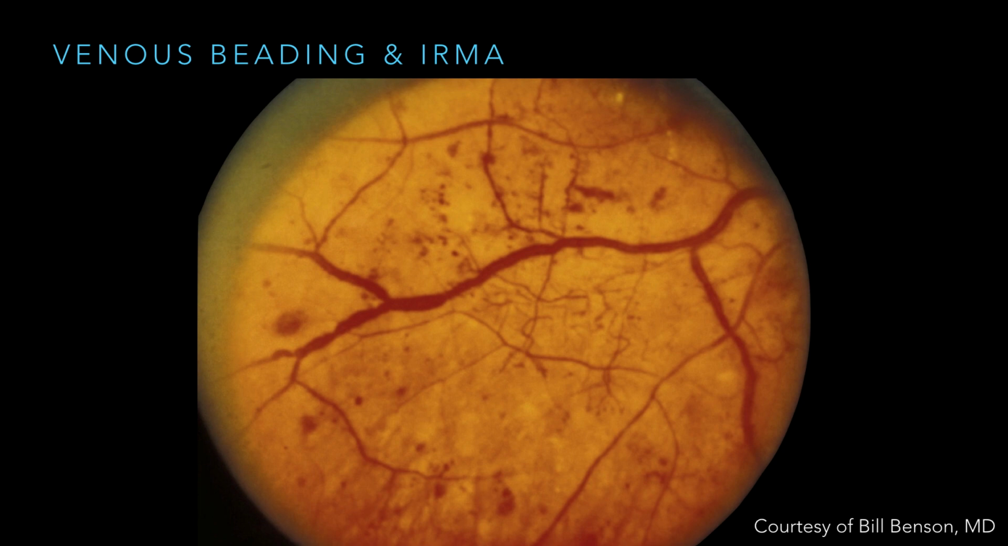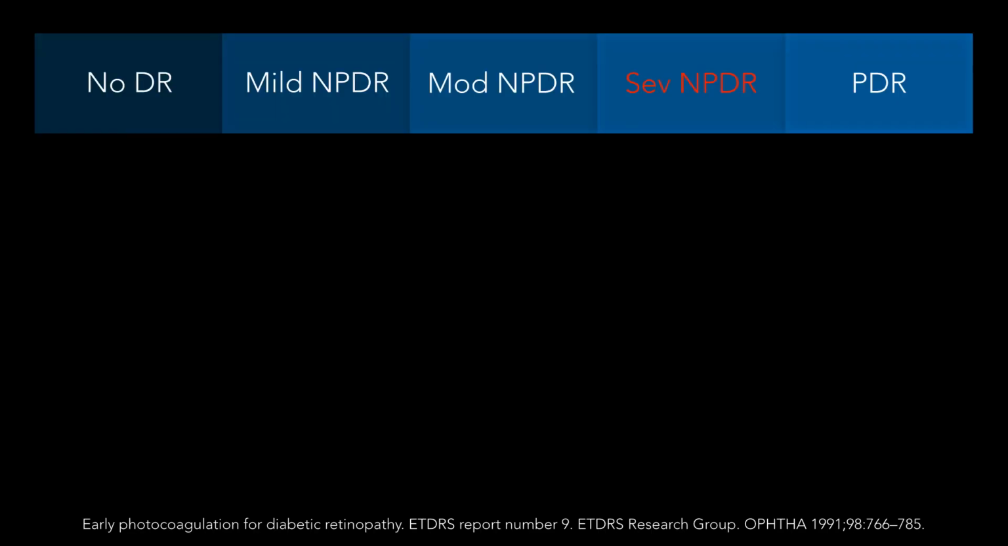So that's IRMA. Some people say it's like NVE that hasn't broken through the ILM. I take some issue with that because it's hard to know. You can't even see the ILM on OCT. Sometimes you do get that front of NVE, like that photo I showed you earlier, and it's really hard to know, is that IRMA or is that NVE? Should we treat it? Should we not treat it?